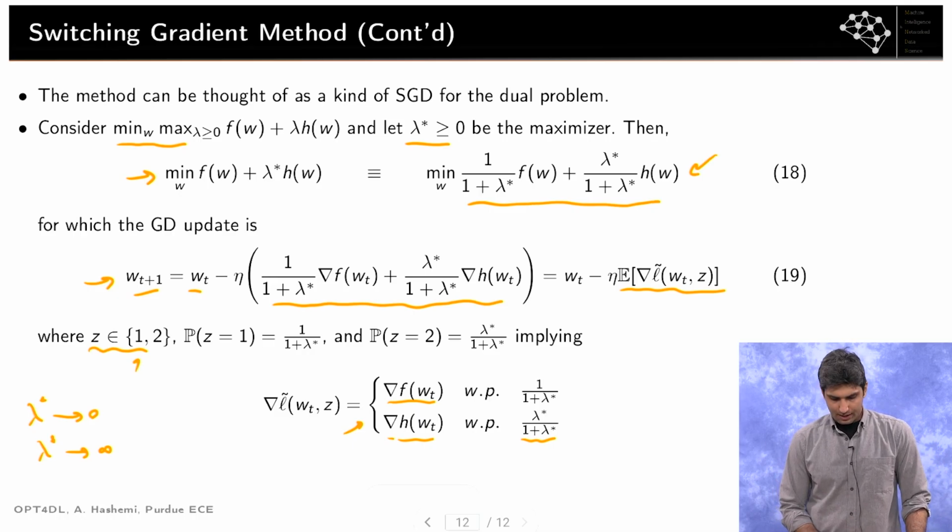On the other hand, when lambda star is large, let's say approaches infinity or some large number, that means the chance of selecting the gradient of the original objective f is very, very low. And it makes sense, because in the second case, I'm in violation of the constraint, so I have to prioritize feasibility over optimality.